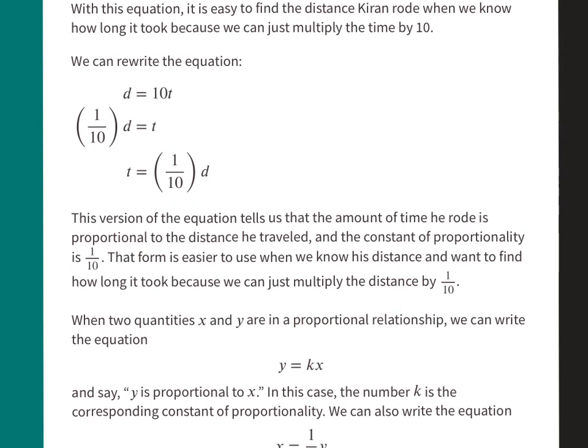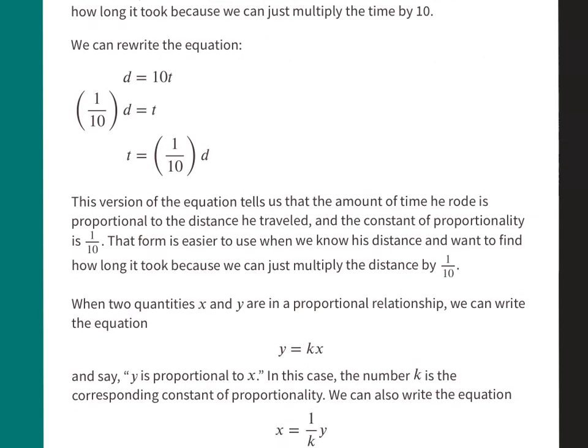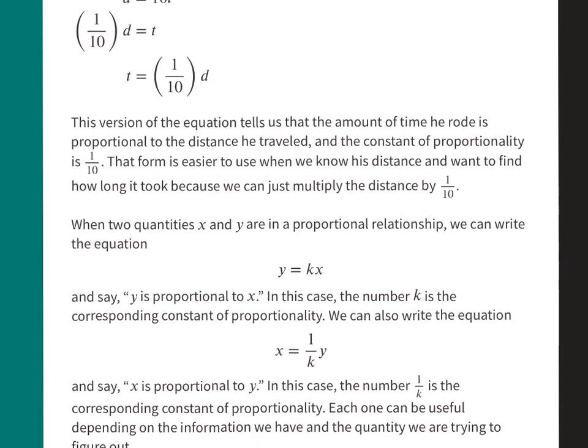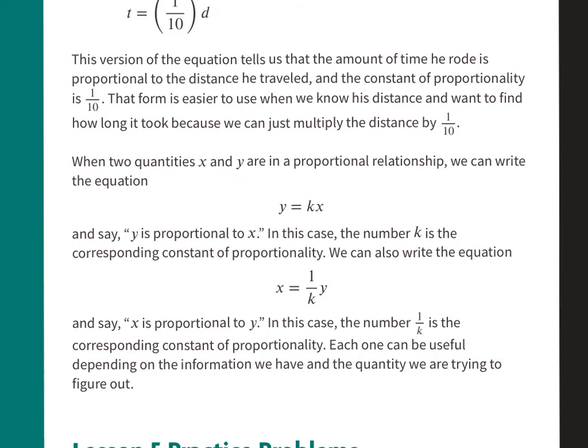When two quantities x and y are proportional, we can write the equation y equals k times x. So remember, this is the standard form where k is your constant of proportionality. We can say y is proportional to x, and then if you want to flip it, you can go x is equal to 1 over k times y and say x is proportional to y. So it just depends on what you're talking about and what you want to find.